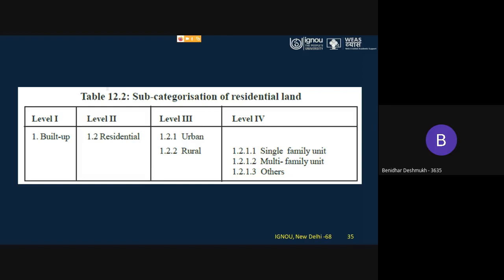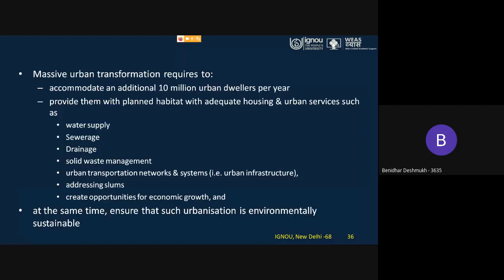Now again, when we come to the built-up, there are further different examples, like whether it is residential, urban, or rural, and then again further, in the case of urban, whether it is a single family unit, multi-family unit, others, etc. So all those kinds of features are identified. But you should remember that to map features at a certain level of detail, you need to choose data that gives information at that particular level. So that is important to understand.